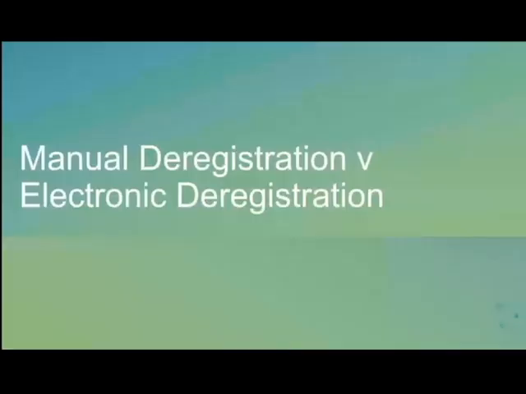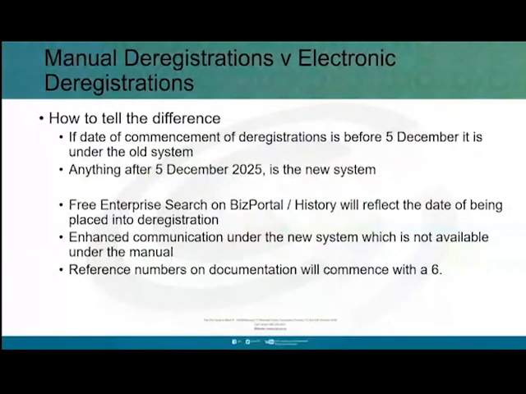Right, so manual deregistration versus electronic. I have touched on this, and this is very important because we already have voluntary deregistrations under the old system. And as I stated, we cannot migrate the information from the old system to the new database. So this is just to help you manage the process, to identify which process was triggered. So if the date of commencement of the deregistration is before 5 December, remember we switched the system off in order to load the application on the 5th, then it's under the old system. If it's after 5 December, then it's on the new system.